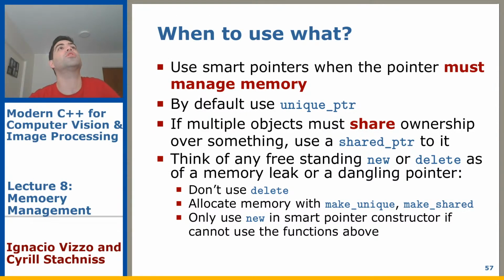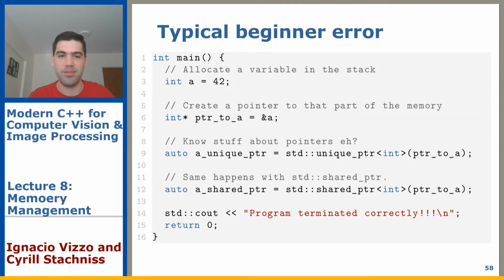Let's say that for some reason you cannot use unique pointer, make unique or make shared. Actually, you will never. So unless you're using something older than C++ 14, you will never see the word new in the code. So you should not use it. It's forbidden. And this is a typical beginner error. So if I didn't convince you about the difference between the stack and the heap memory, you can do something like this.